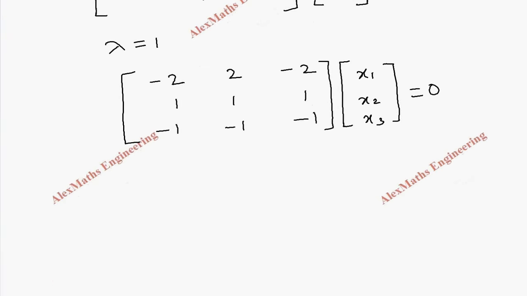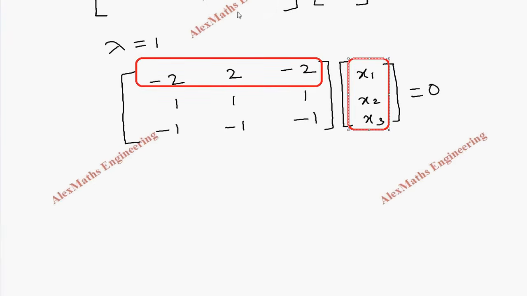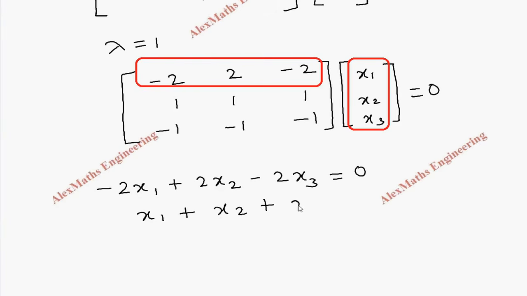Now we take the first row in the first matrix and first column in the second matrix and multiply the corresponding elements. So we get minus 2x1 plus 2x2 minus 2x3 equal to 0. Then we take the second row and multiply with the corresponding elements. So x1 plus x2 plus x3 equal to 0. Then third, minus x1 minus x2 minus x3 equal to 0.